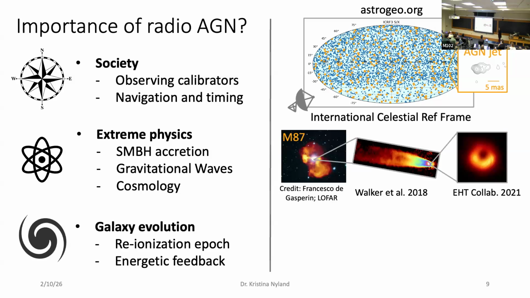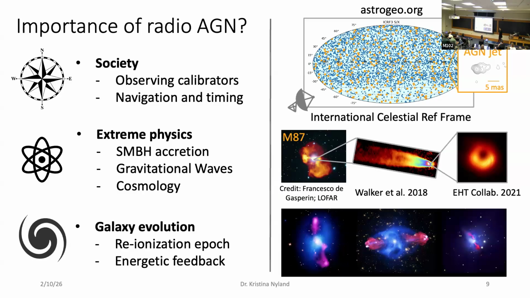Another reason that radio AGN are important is because they probe extreme physics that we can't study any other way, especially not in a laboratory on Earth. They probe things like supermassive black hole accretion, gravitational waves, and cosmology. I've got a few cutouts here of a very famous AGN that many of you have probably heard of. This is M87. It spans a factor of 1 million in spatial scale, with different observations here taken with LOFAR, the VLBA, and then the Event Horizon Telescope.